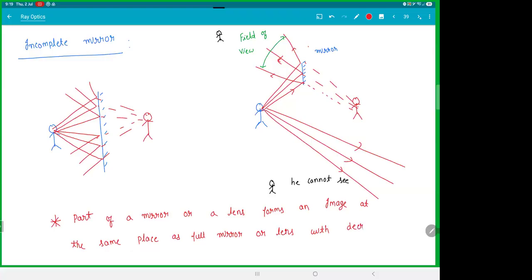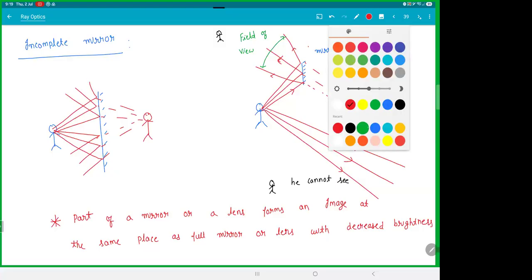That is the catch. So you need to be in the field of view to look at the image, and the image will be less bright. So that's the story about the mirrors which are broken. So there was a question like this.